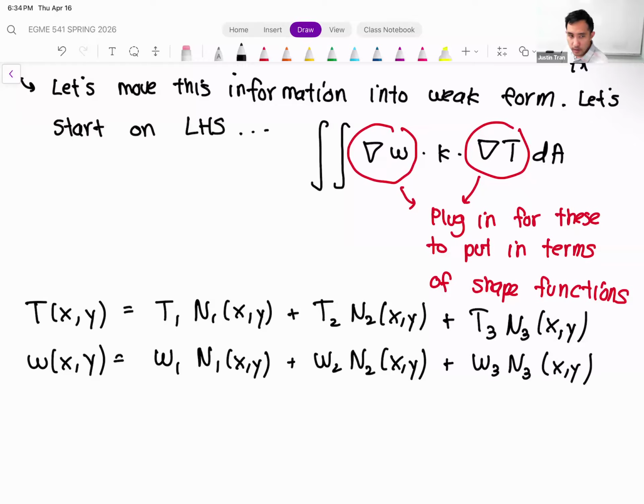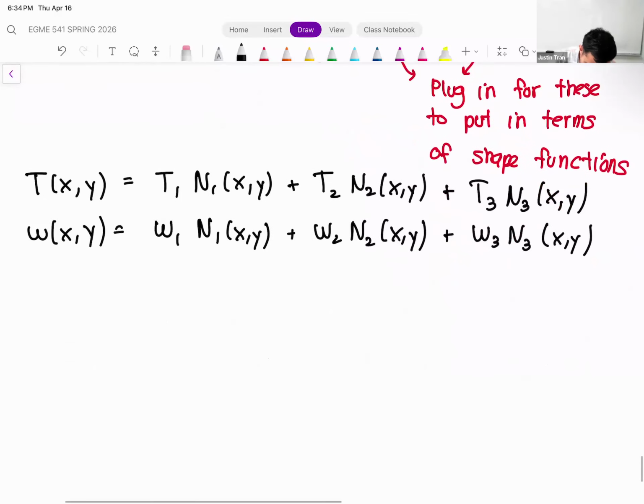All right, but we don't want the temperature and we don't want the weighting function by themselves. We want their gradients. Okay. So let's compute the gradients based on these expressions for T and W. Okay, so let's start with the gradient of T.